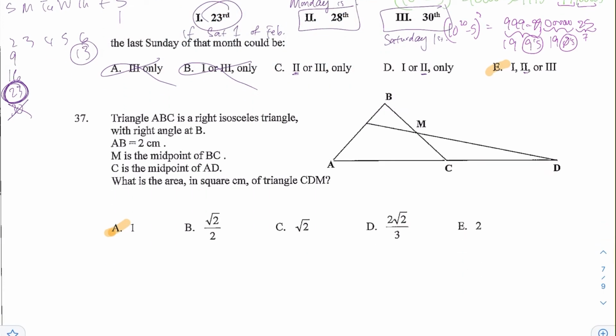Okay, next for number 37. Triangle ABC is a right isosceles triangle. Doesn't look like it, but it is a right isosceles. Actually, well, that would be the 90 degrees. So this is also known as the 45, 45, 90 right triangle. Now, AB is 2 centimeters. Times that BC is also equal to 2 centimeters. M is the midpoint of BC, so each of these would be equal to 1. And C is the midpoint of AD. Now, what's the area in square centimeters of triangle CDM?